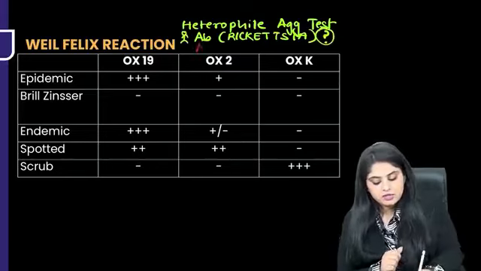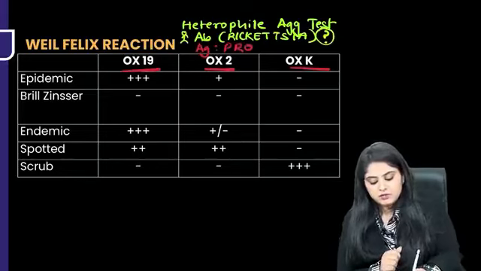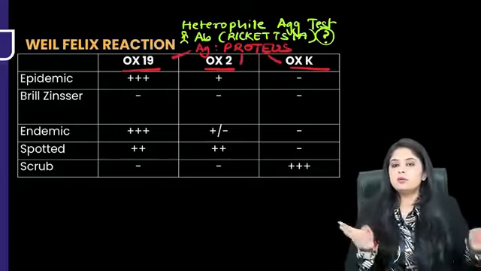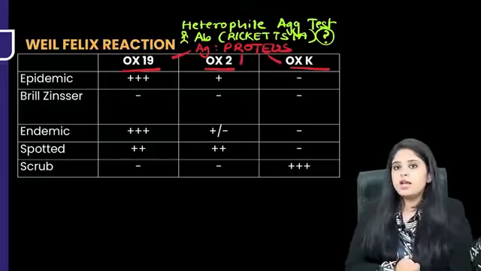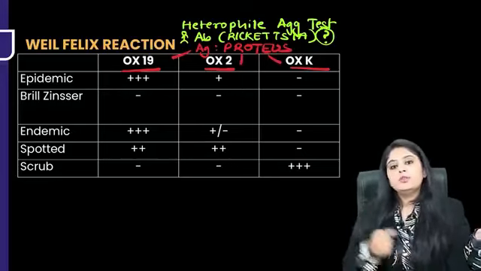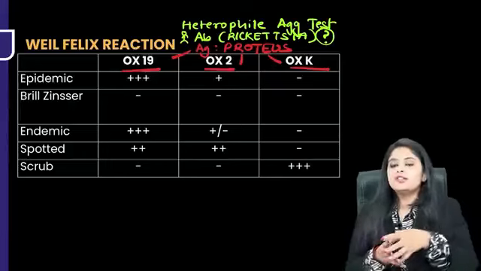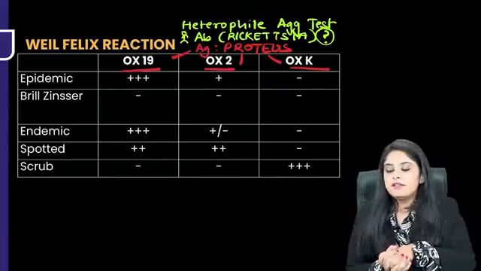But what antigen am I using? The antigens I'm using are OX2, OX19 and OX-K. These are antigens of Proteus. So, ma'am, you are doing a cross reaction. For finding Rickettsia antibodies in human beings, you are using the antigens of Proteus? Yes, because they cross-react, and that is the concept of the Weil-Felix test.